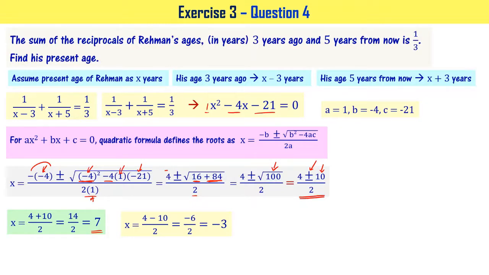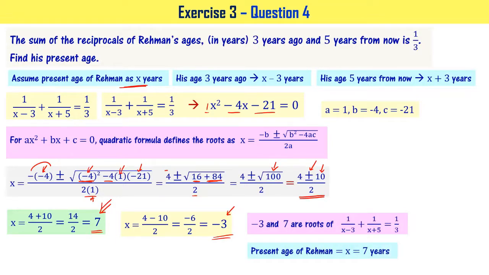Now you have two values of x, 7 and minus 3. What does x represent? The present age of Rahman, right? The present age of Rahman cannot be a negative number. It has to be a positive number. That's why we say that the present age of Rahman is 7 years. Got it?